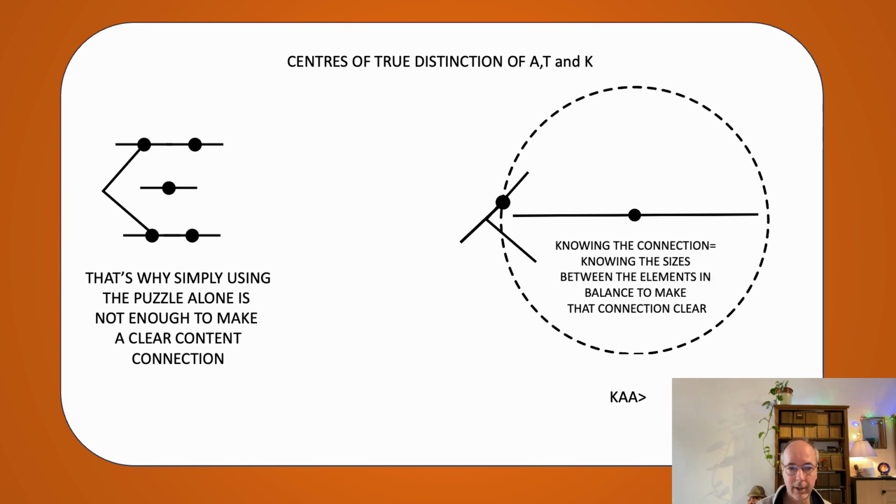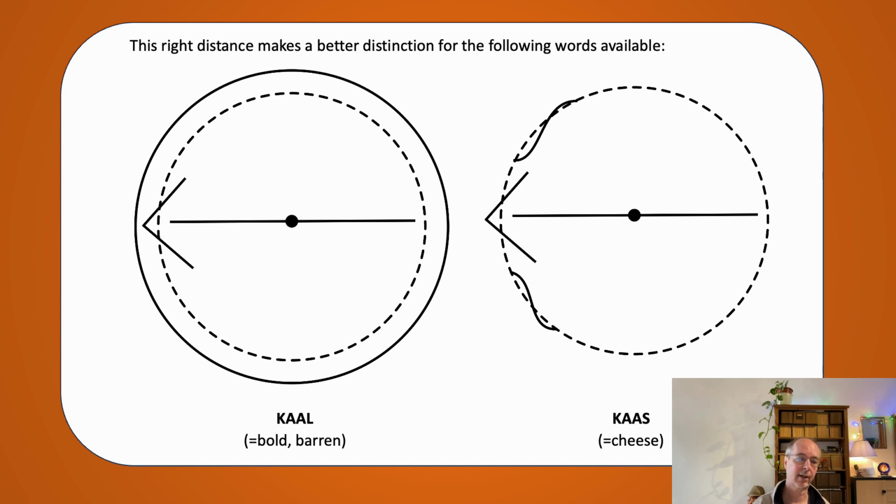So here we have, because we had a connection, also the correct way of sizes, of interactive sizes. That's great. So you always also have a balance to keep the connections clear. So we come back to our words, KAAL, or bold and barren, and KAAS, or cheese.